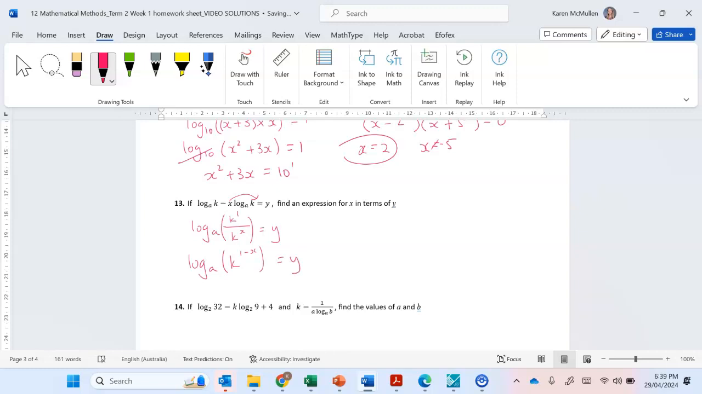We're doing x in terms of y. Okay, so we need x equals. Let's take base a of both sides. All right, we need to get rid of the k. So to get rid of the k, we're taking log base k of both sides.